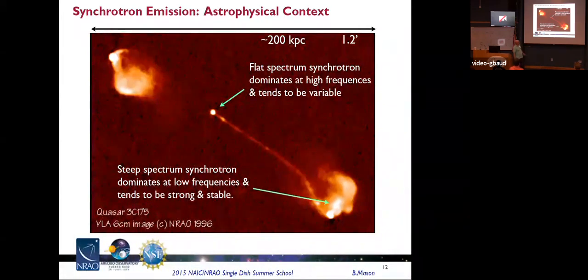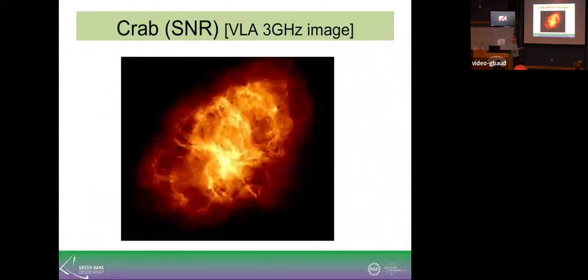they're much more stable. They don't change as much, and they dominate at low frequencies. So you can observe the same source at lower radio frequencies, like at L band, and you'll see these huge radio lobes, but if you went up to higher frequencies, it can be core dominated. The Crab Nebula, this is synchrotron emission as well. The supernova remnant, it's a beautiful image of the Crab. So this is basically synchrotron emission associated with the supernova remnant.